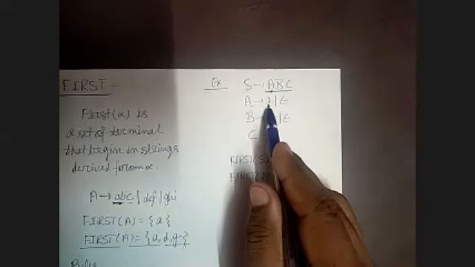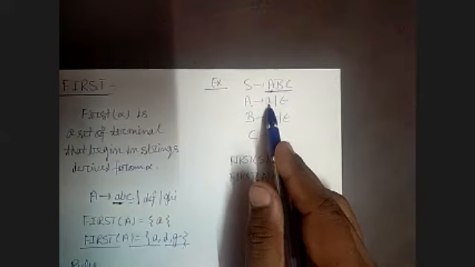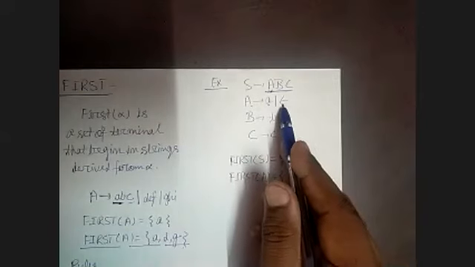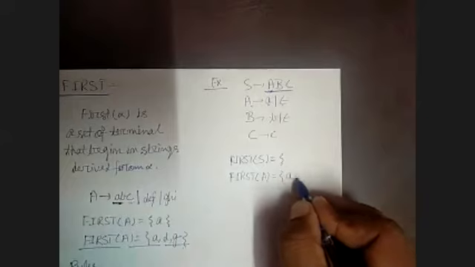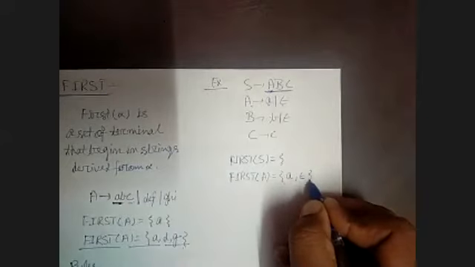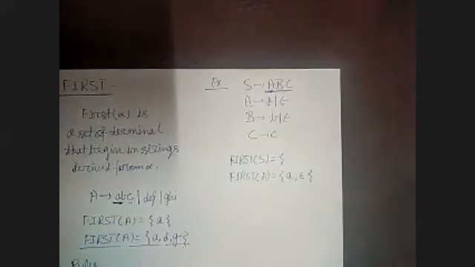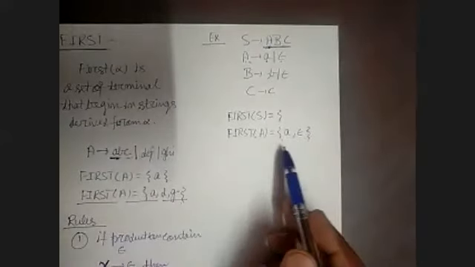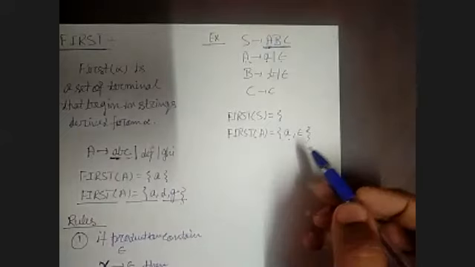So A produces a terminal symbol or epsilon, right? So it means the first of A is small a and epsilon. Because A contains small a, and small a is a terminal symbol. So according to the first rule, if epsilon, or according to the second rule, if a terminal symbol occurs, that is a direct part of the first. So first of A is a and epsilon. So this part is solved.